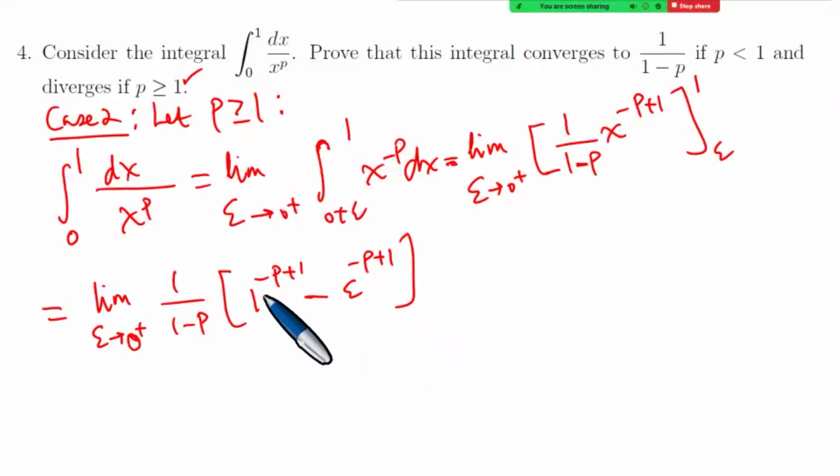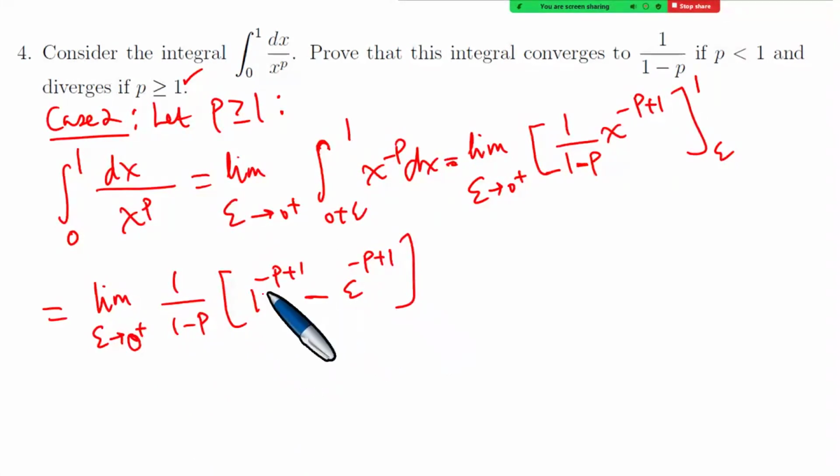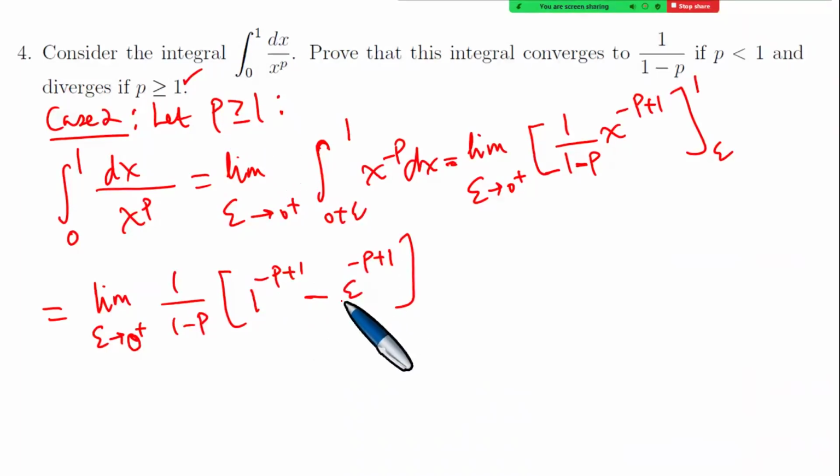Either way, whenever p is 1, it's going to be 1 to the minus 1 plus 1, 1 to the 0. Whenever p is bigger than 1, maybe 2, minus 2 plus 1 is going to be 1 to the minus one, giving us a one. This one, whenever p is one here, it's going to be epsilon to the zero.